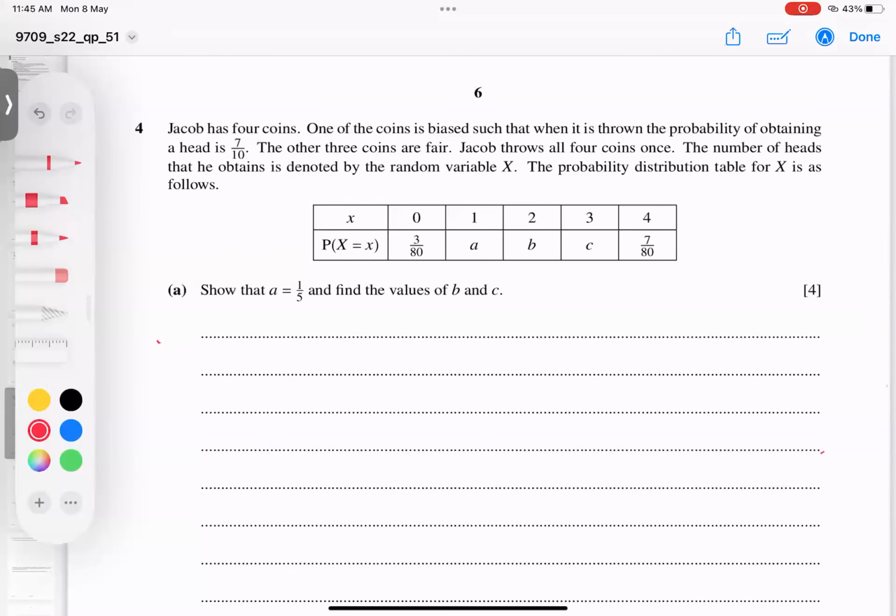Bismillahirrahmanirrahim. This is the June 2022 paper, variant 51, and we have to solve question number 4 now.